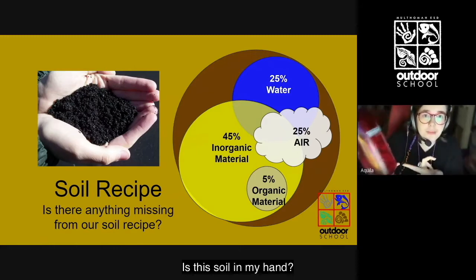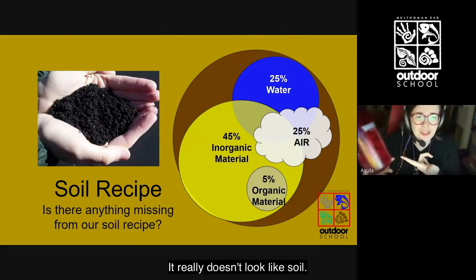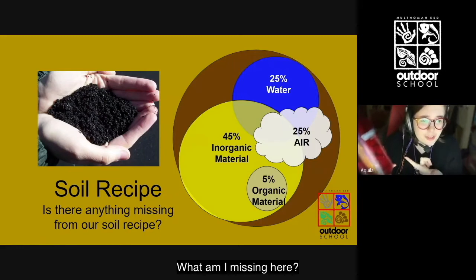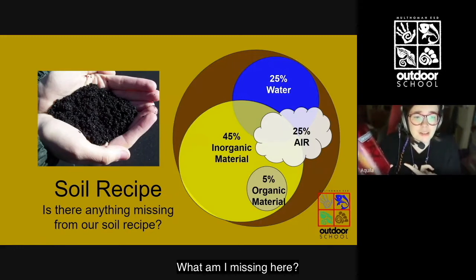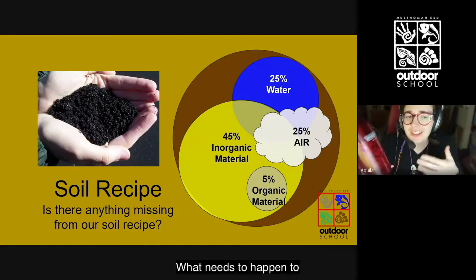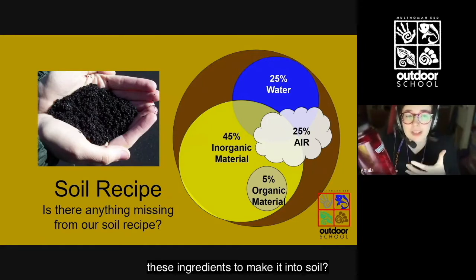Is this soil in my hand? It really doesn't look like soil. What am I missing here? What needs to happen to these ingredients to make it into soil?